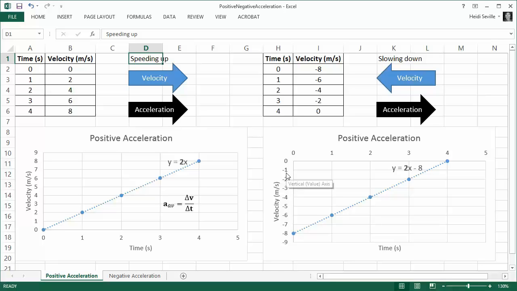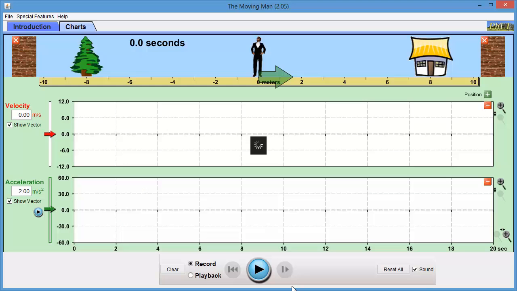In the second case, we've got negative velocity, which means the object's going towards the left. We've got a positive slope indicating positive acceleration. Therefore, we know that the object is slowing down because acceleration is in the opposite direction to motion. So these two cases demonstrate how positive acceleration can mean speeding up or slowing down. It just depends on whether acceleration is in the same or in the opposite direction to motion.